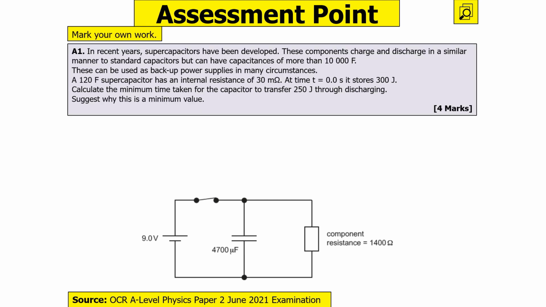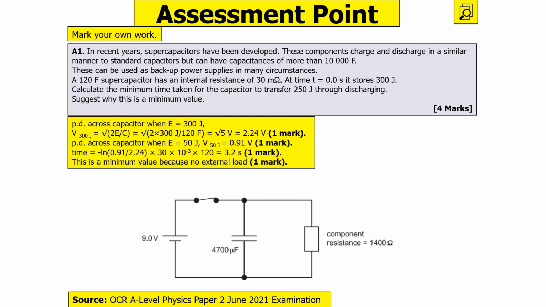Right, so what you would do is you say PD across the capacitor when E equals 30 joules. Well, V is going to equal the square root of 2E over C, because we've just rearranged an equation of the energy stored in the capacitor. So rearrange that, I've made V the subject. So we can pop in all those numbers and we get out the value that for that energy is going to have 2.24 volts. So what about when it's at 50 joules? Well, we can work out V again with the same equation, but this time it's going to equal 0.91 volts.